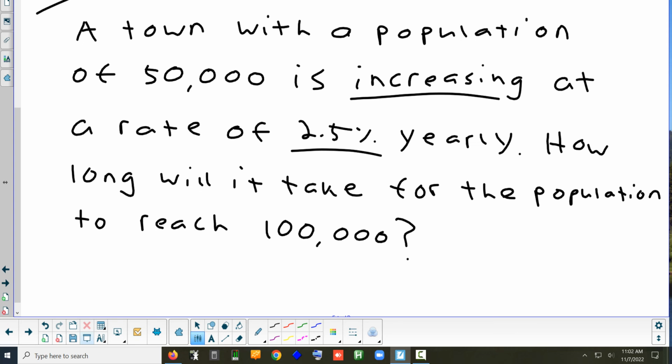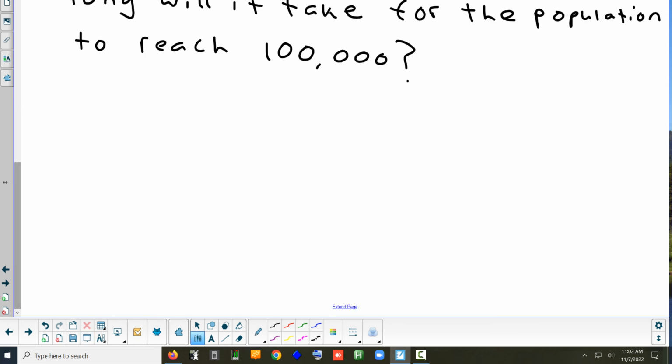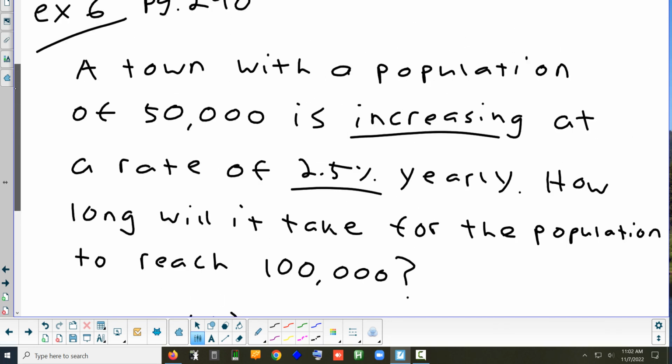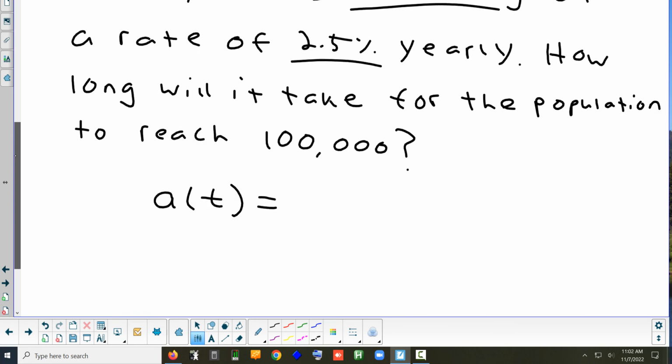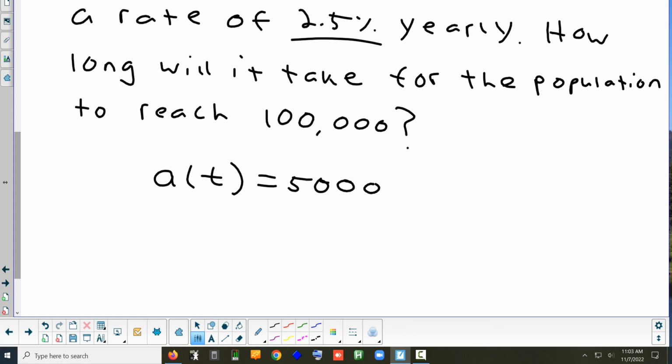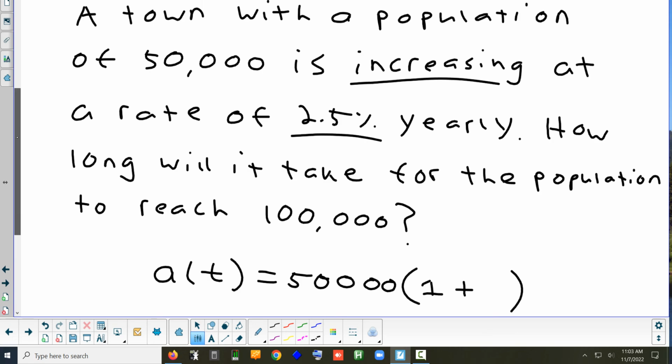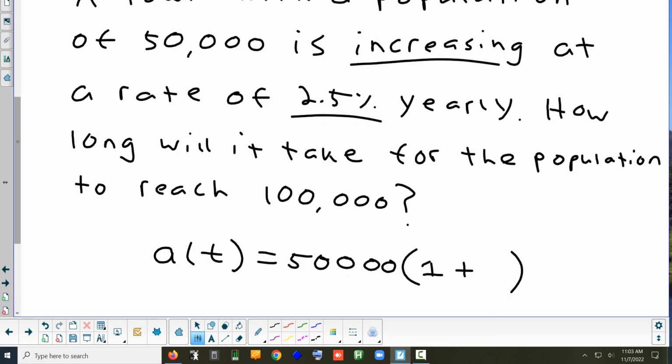Okay, so how long will it take for the population to hit 100,000? When we write exponential growth, does anybody remember what we start with? Your original number? Yeah, we start with the original amount, which in this case is how much? 50,000. And then there's something in parentheses with addition. 1 plus the rate? Right, 1 plus the rate as a decimal. This is the percent. So what's 2.5%?